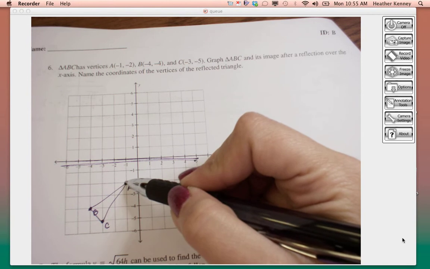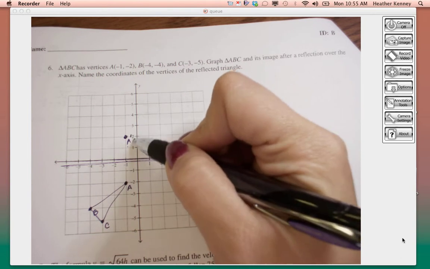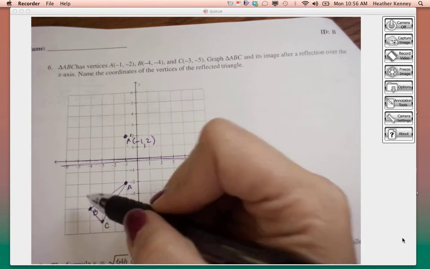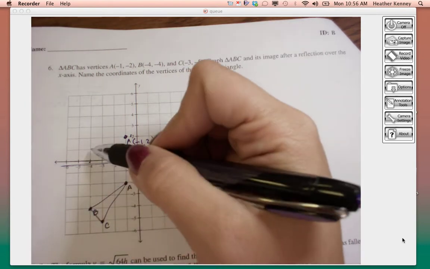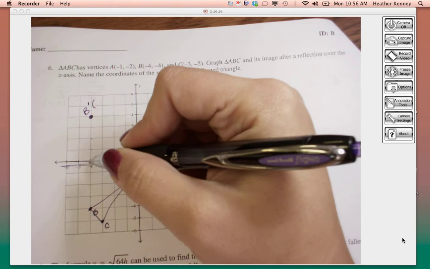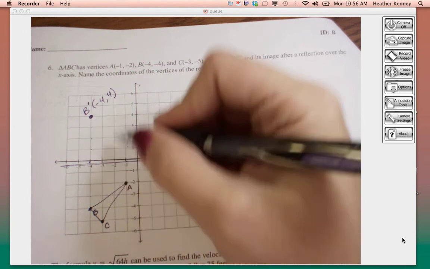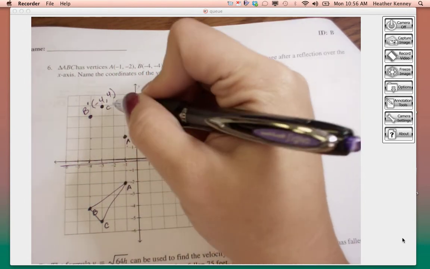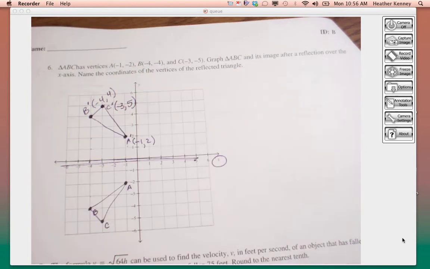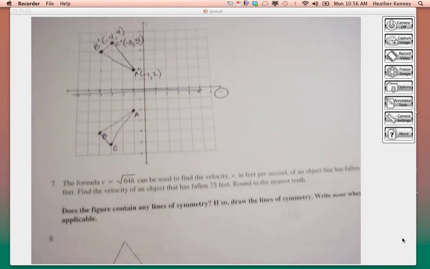Okay. Name the coordinates of the vertices of the reflected triangle. So we're going to reflect this up over the x-axis up here. Point A is 2 below, so we're going to go 2 above, and that's going to be A prime. And they want us to name the coordinates of each point. This is at -1, +2. -1, 2 is the coordinate. B is 1, 2, 3, 4, so we're going to go 1, 2, 3, 4 past it. That's B prime. And the coordinates are -4, +4. And C is 1, 2, 3, 4, 5. So we're going to go 1, 2, 3, 4, 5. That's C prime. And its coordinates are -3, +5. Connect the dots, and you have your reflected image with the coordinates of the prime vertices.